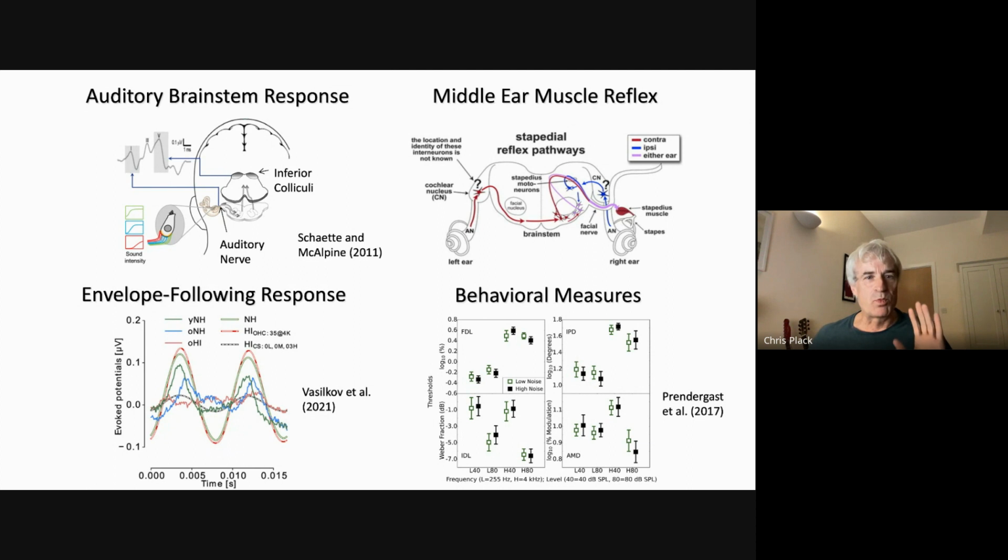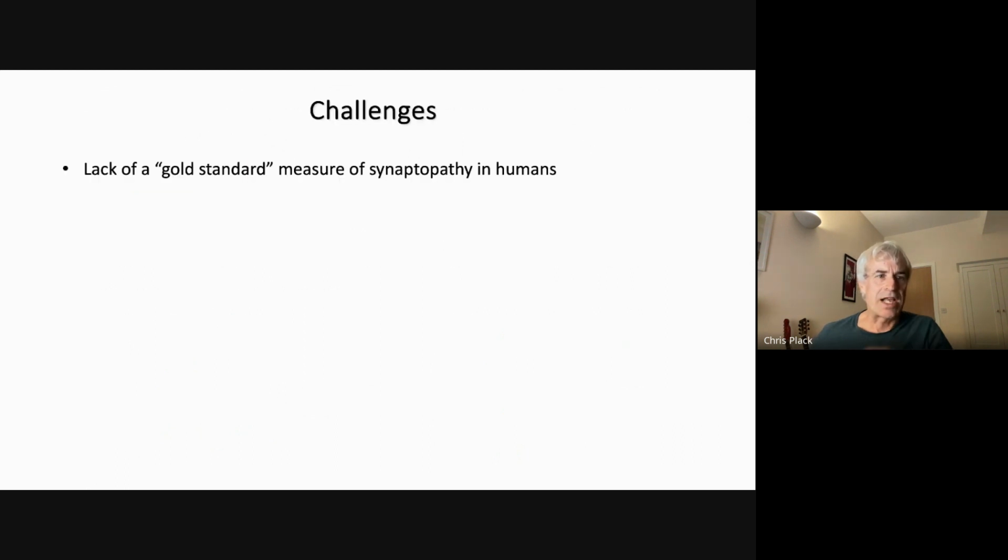Okay, so I'm just going to give a brief overview of what I think the challenges are in measuring synaptopathy in humans, and also potentially some of the opportunities we might have. So challenges, as Andrew mentioned, there's a lack of a gold standard measure of synaptopathy in humans. So if we have a technique that we think might be able to measure synaptopathy, we don't have anything that we can easily relate it to in humans. We have to rely primarily on animal data to see whether that particular technique relates to synaptic survival in the animal model. So that is a huge problem.